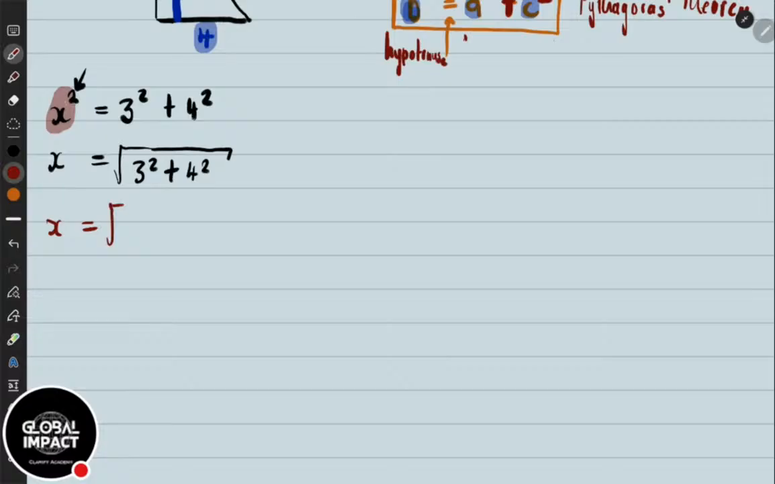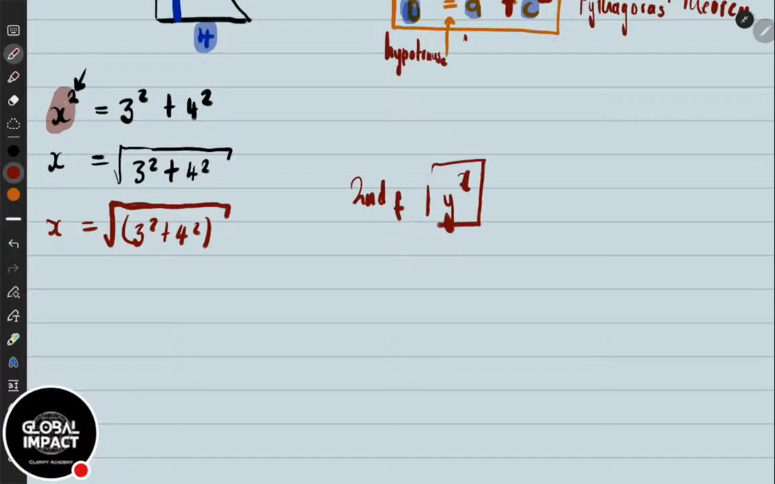What would you do? You'd say square root, put it in your calculator, press the square root button, then open brackets, you say 3 squared plus 4 squared, like that. The square root button, you say second function, then you press the button that says y to the x. That's how you get square root.